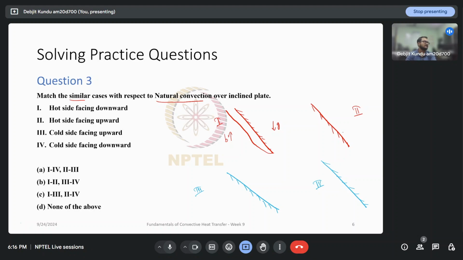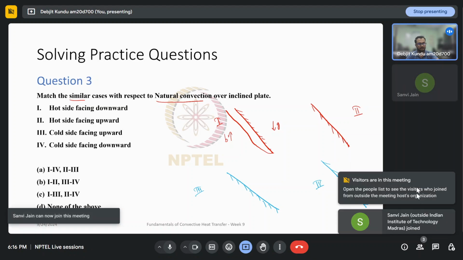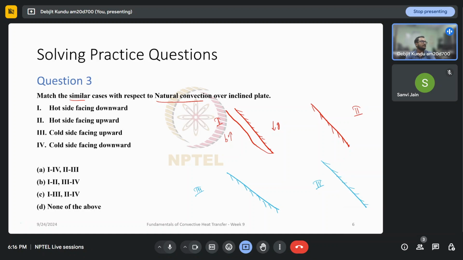So let's say in this case where the hot side is facing upward, there we will see that. In case 2, the boundary layer forms, and that boundary layer actually tries to go away from the wall. As a result, this thickness is higher.